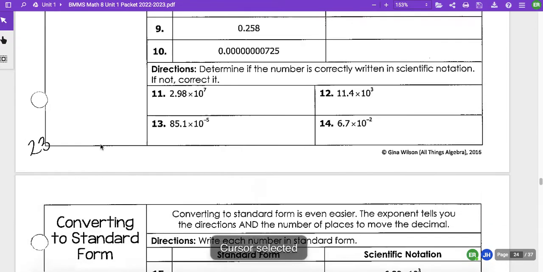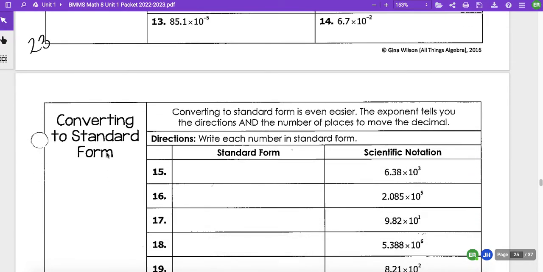Now, I'm going to show you how to go from scientific notation back to standard form. Okay? So we're going to basically undo what we just did. So we're going to go the other way. So converting to standard form is even easier. The exponent tells you the direction and the number of places to move the decimal. Okay, so let's look here, and we're going to start from the decimal, and we're going to look at the exponent. So here the exponent is 3.